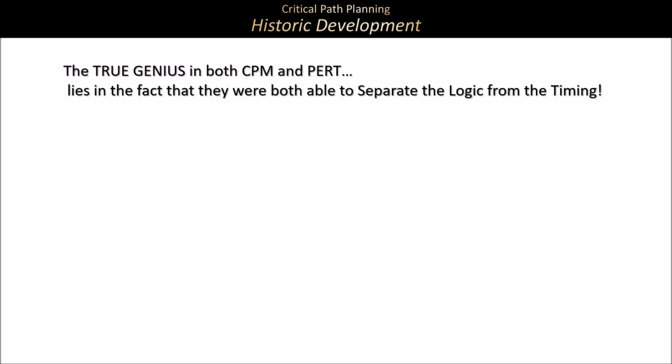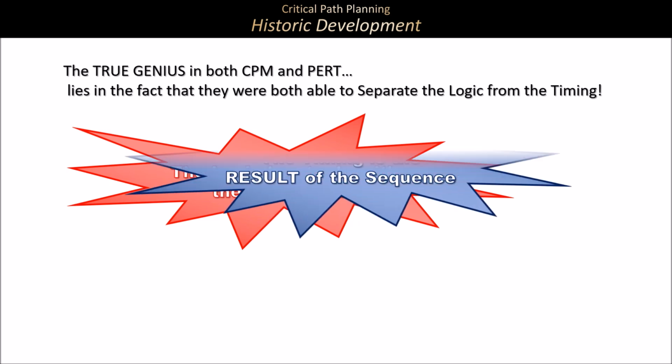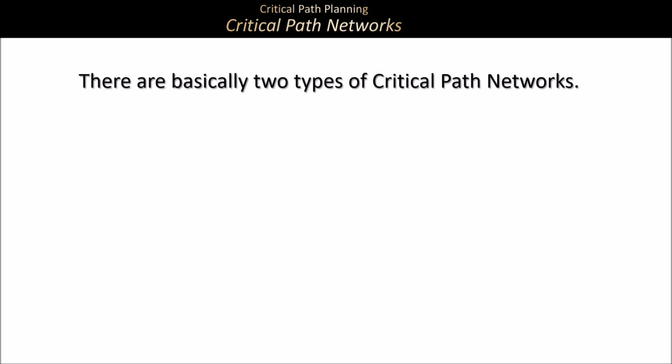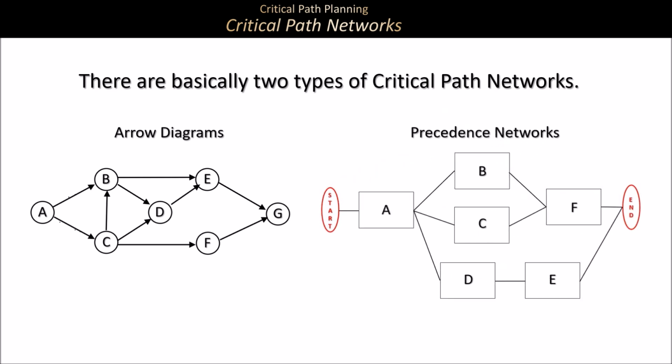The true genius in both CPM and PERT lies in the fact that they were both able to separate the logic from the timing. The logic has to do with the sequence. The timing is the result of the sequence. There are basically two types of critical path networks. There are arrow diagrams and there are precedence networks. The arrow diagrams were known as activity on arrow, while the precedence networks were known as activity on node.